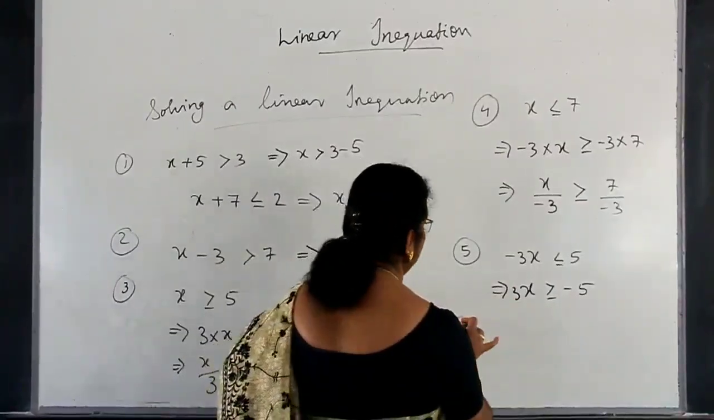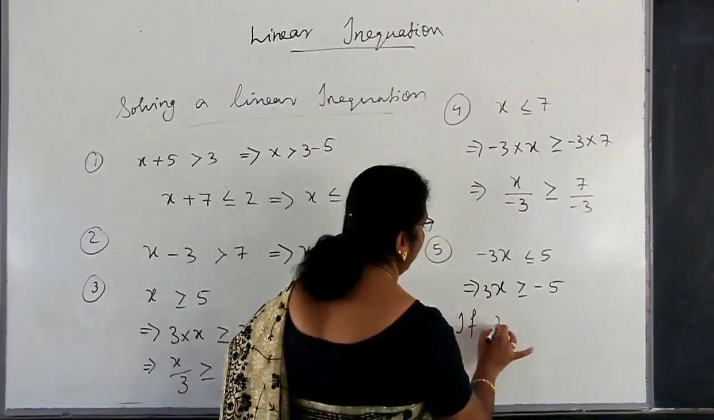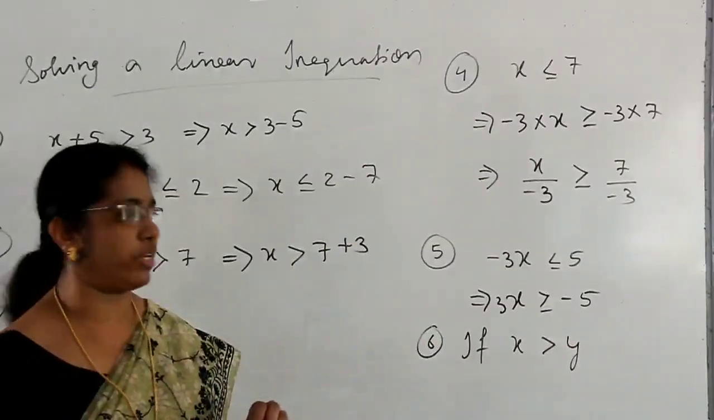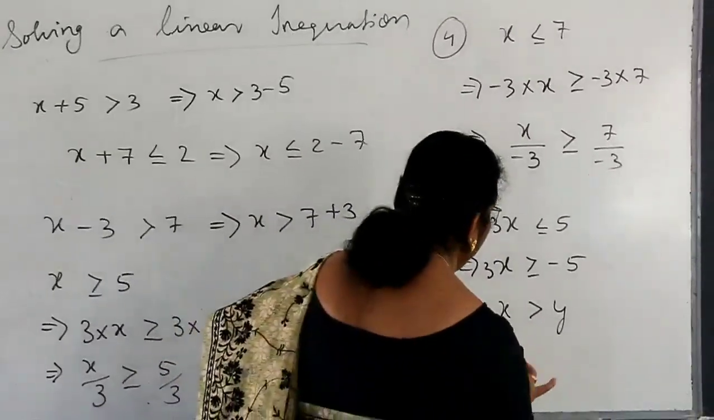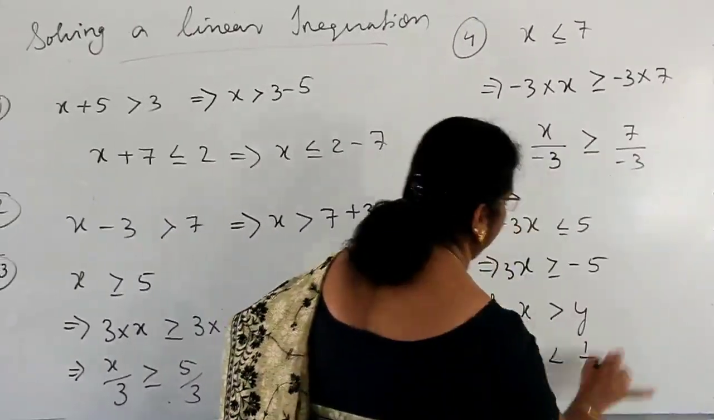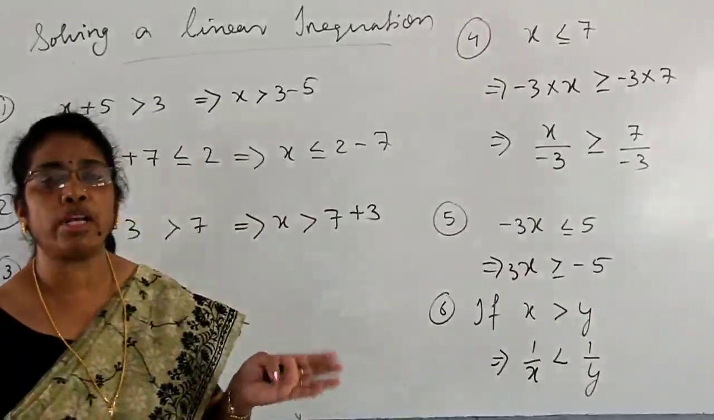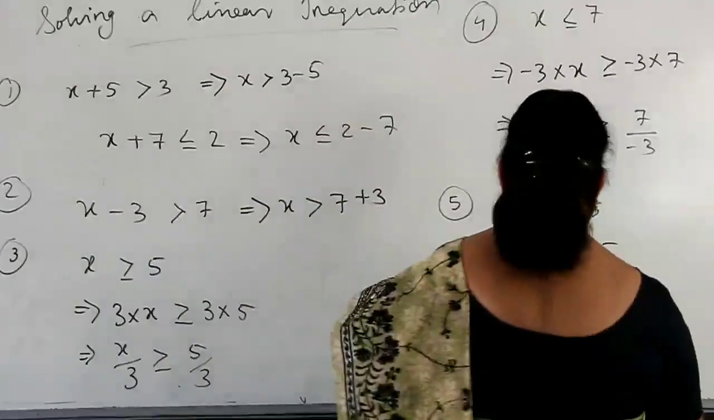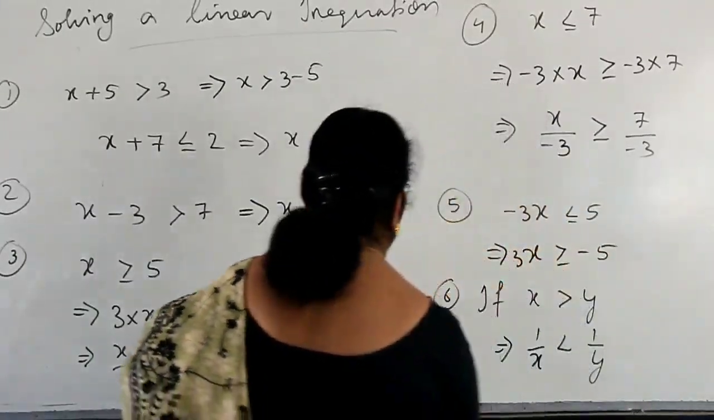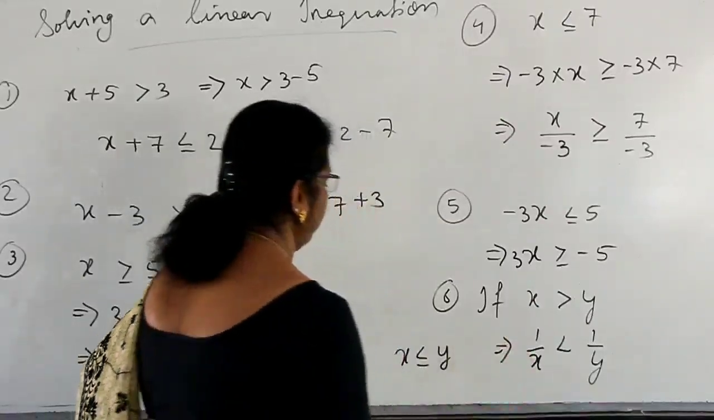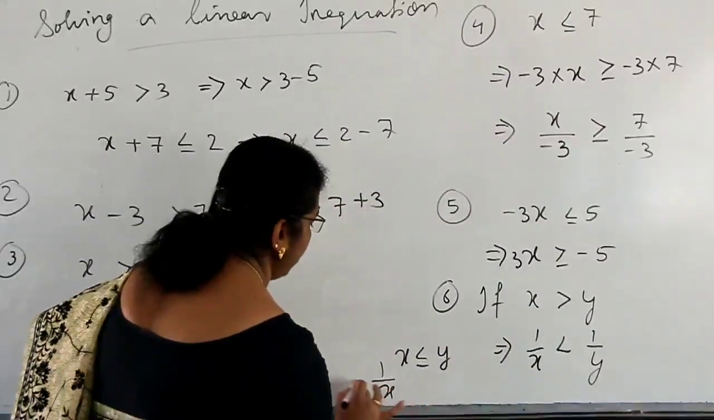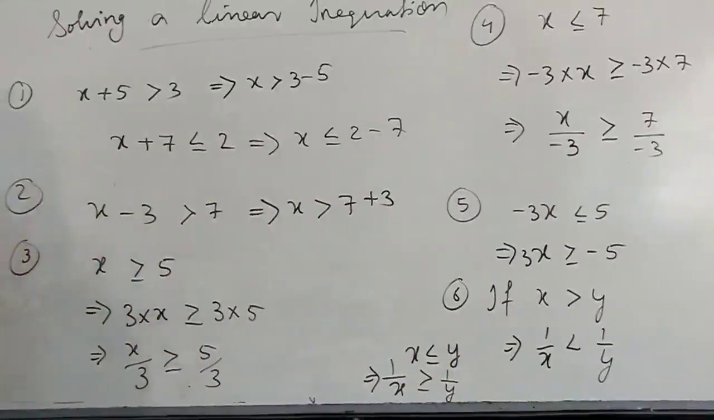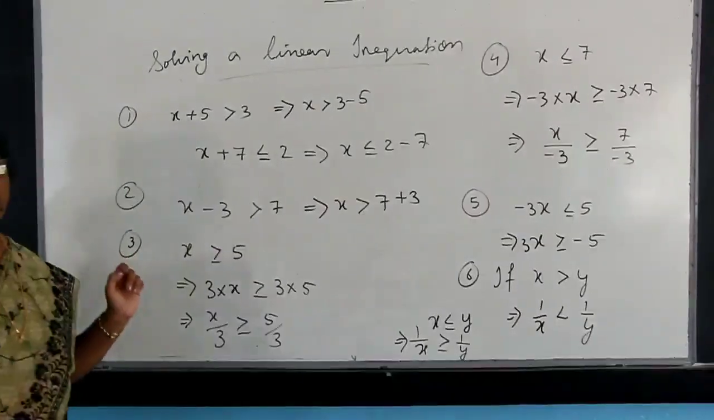And the last rule is the sixth one. If x greater than y, take the reciprocal on both sides of this inequation, then we will get 1 by x less than 1 by y. That means in the reciprocal case, the sign of inequality gets reversed. Another case also, x less than or equal to y. Take the reciprocal. So in this case, 1 by x greater than or equal to 1 by y. These are the rules of solving a linear inequation.